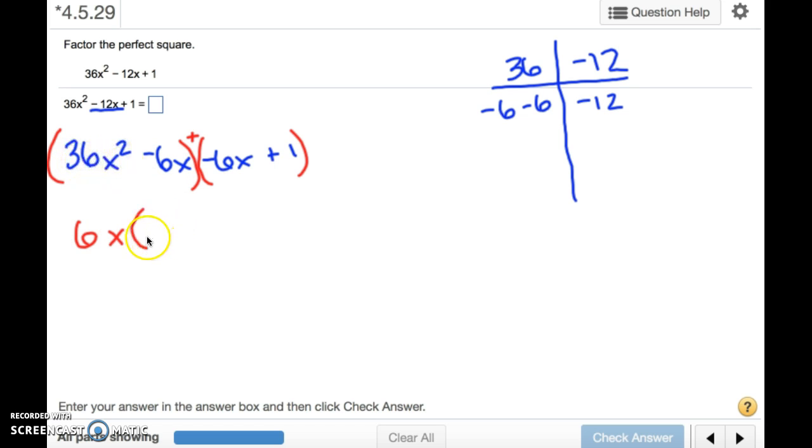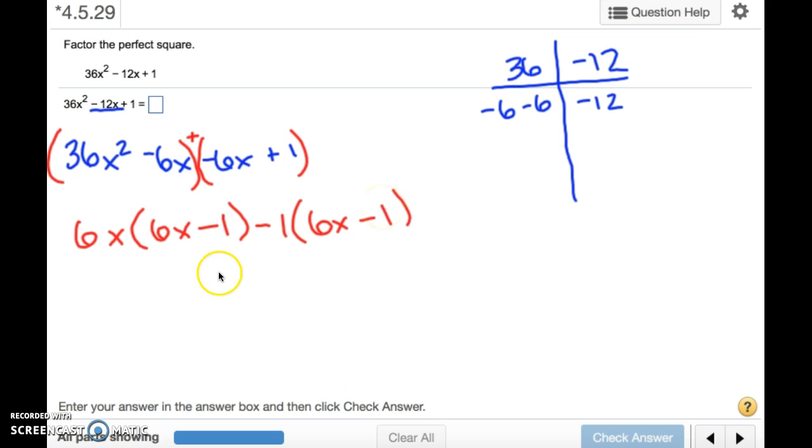That leaves 6x. And remember, when I factor everything out, I still have to fill it in with this 1. Then over here, the only thing that they have in common is a 1. But since I need it to be positive 6x and negative 1, and I have negative 6x and positive 1, I'm going to factor out a negative 1. And that gives me the positive 6x, and then the 1 divided by negative 1 gives me negative 1.